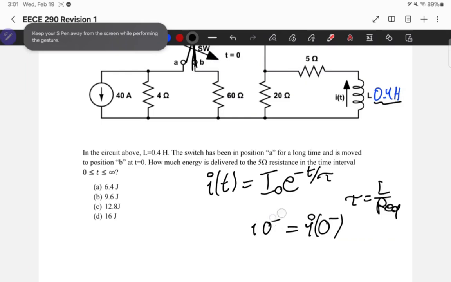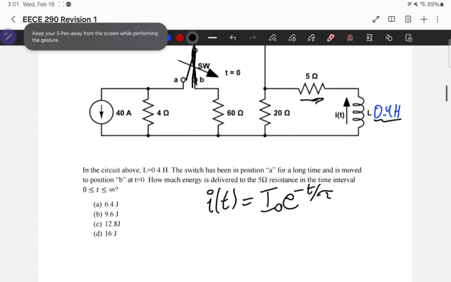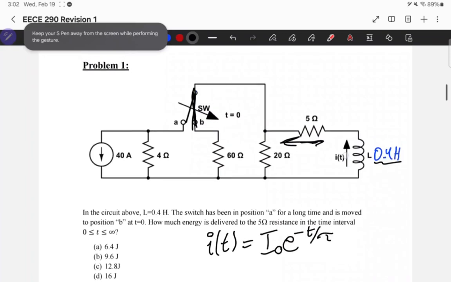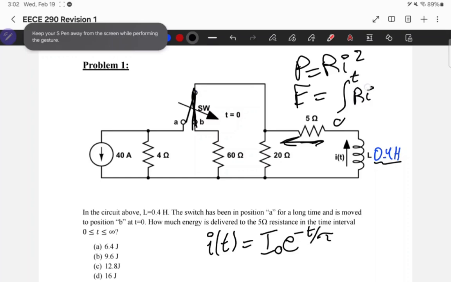So if we get the current across the inductor, we can also get the current across the resistor as well. The current across the resistor will be exactly equal to I of t if we draw it in this direction. And we know that the power across a resistor is R i square, and the energy is the integral from 0 to some time of this R i square dt. This question asks us the energy from 0 to infinity, so let t equal infinity, and we do the integration and we're done.